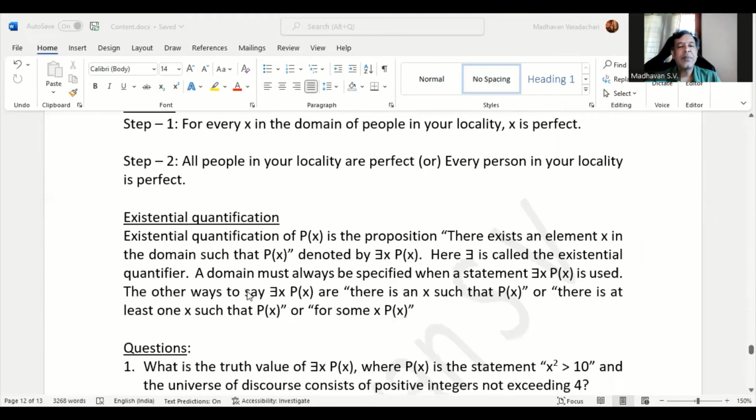Existential quantification. Existential quantification of P of x is the proposition that there exists an element x in the domain such that P of x, denoted by the symbol inverted capital E.